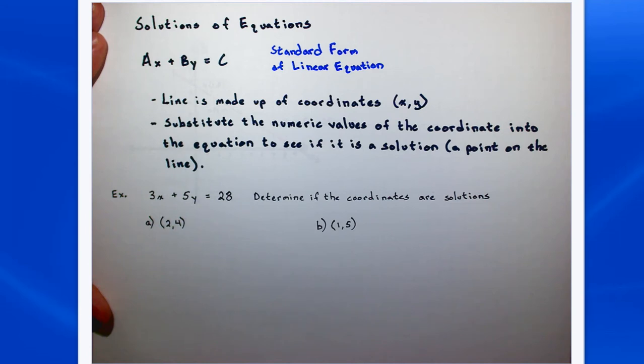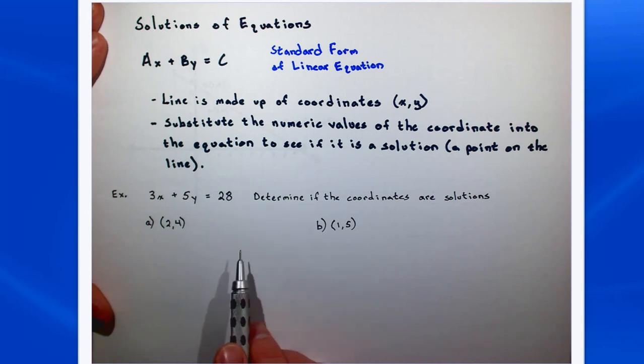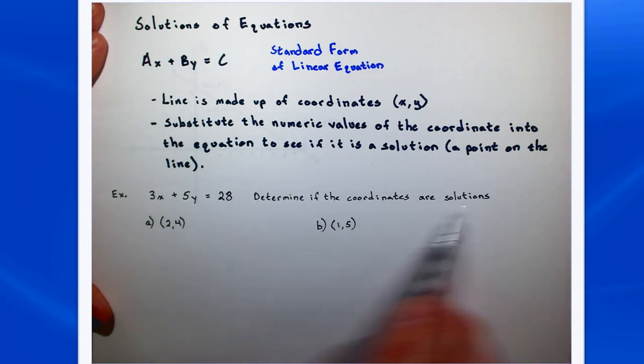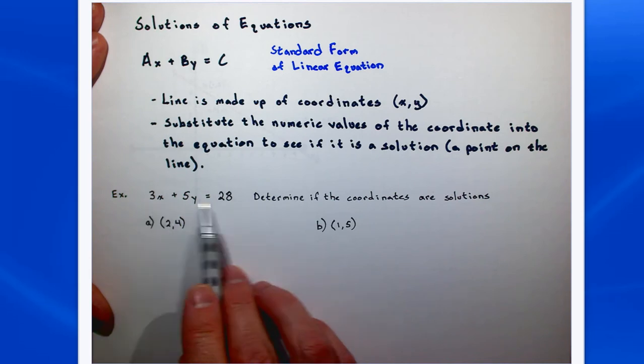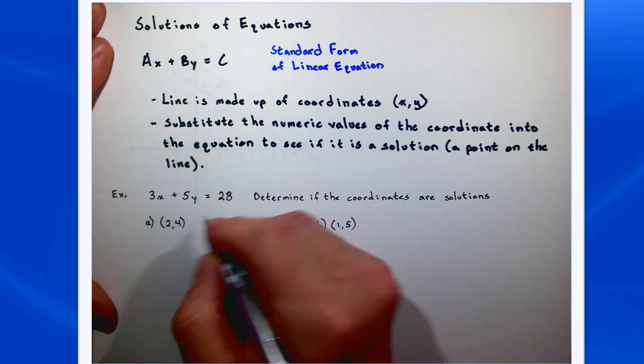Not all coordinates in the coordinate plane are going to be on the line, or rather a solution to the linear equation. Only those that fall right on that line, and that's what we're going to look at. To see if an ordered pair is a solution to a linear equation, substitute the numeric values of the coordinate into the equation. So this is my equation, 3x plus 5y equals 28. What I'm wanting to do is determine if the coordinates are solutions. Does this point fall on this line? Is it a solution? Does this point fall on this line? Is it a solution? So what we're going to do is evaluate this.